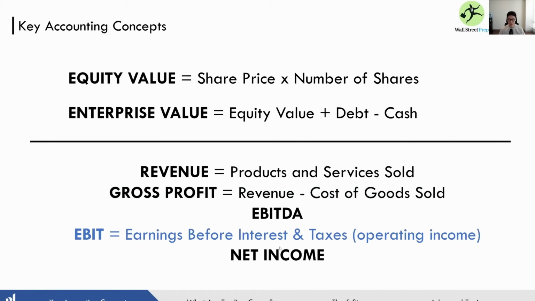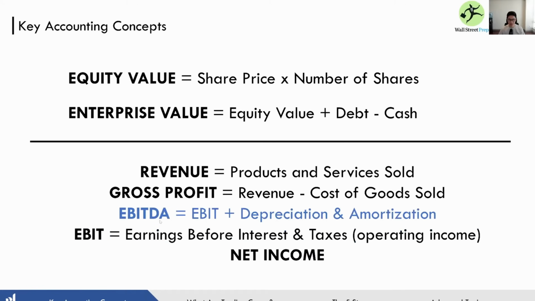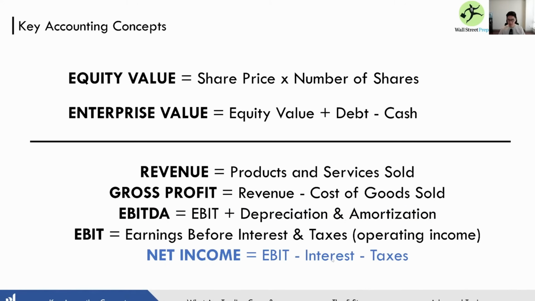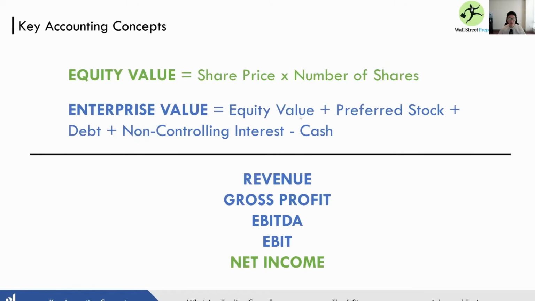EBIT is earnings before interest and taxes, also known as your operating income. And I did this first because EBITDA has EBIT as part of it. So EBITDA is your EBIT plus depreciation and amortization. And then net income is your EBIT minus interest minus taxes. It's at the very bottom of your income statement. And overall, when you're looking at trading comps, again, we're going a little bit ahead of ourselves, but your equity value, you divide by your net income to get your PE multiple.